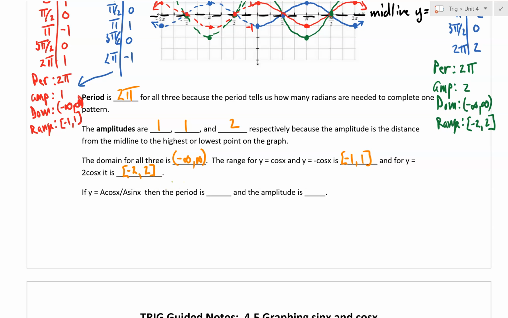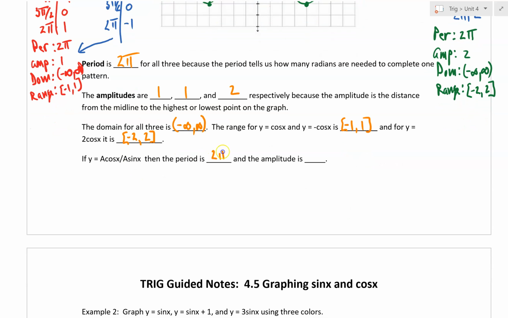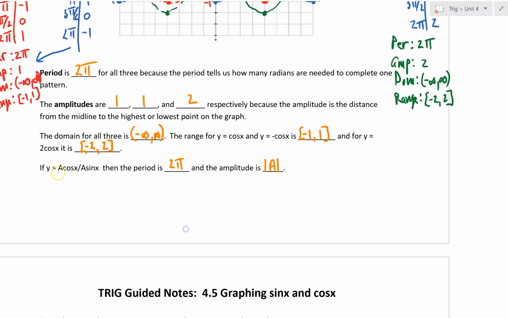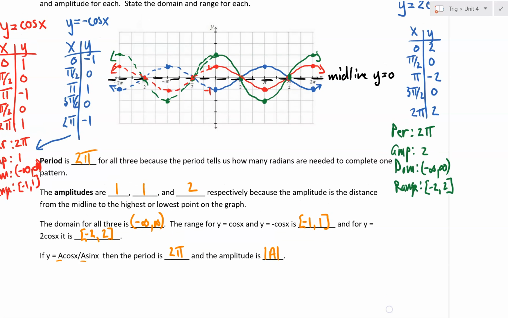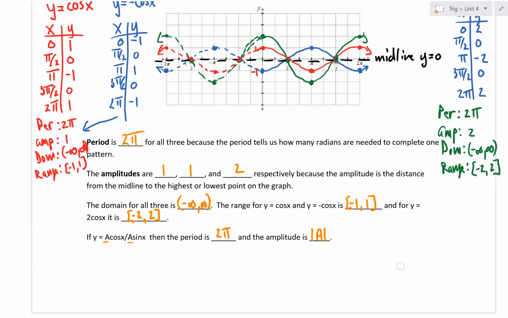And if y is equal to a cosine x or a sine x, then the period is going to be 2 pi, and the amplitude is going to be the absolute value of whatever a is. Now, when I say whatever a is, that's just the number that's out front here. This is not a division. We're not dividing cosine by sine. They're just meaning it's either cosine or sine here. So hopefully that makes sense in terms of the graphing part of this first thing.